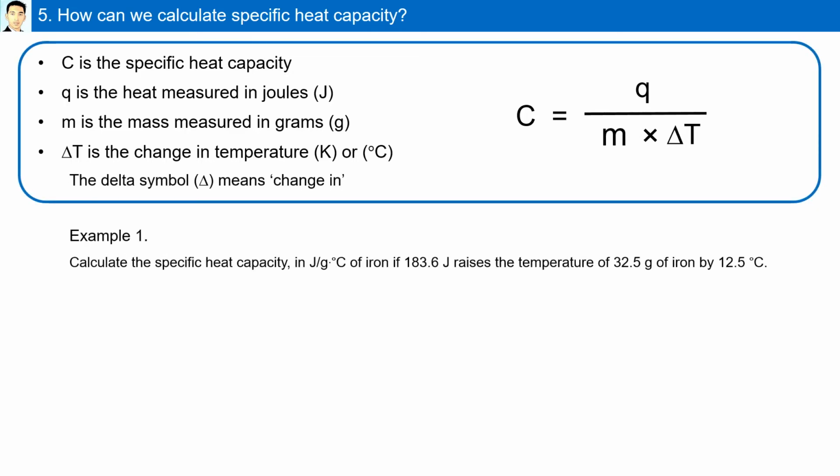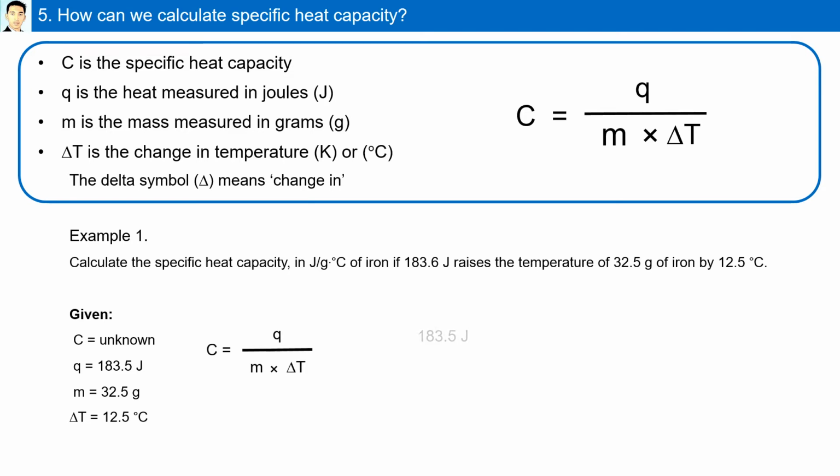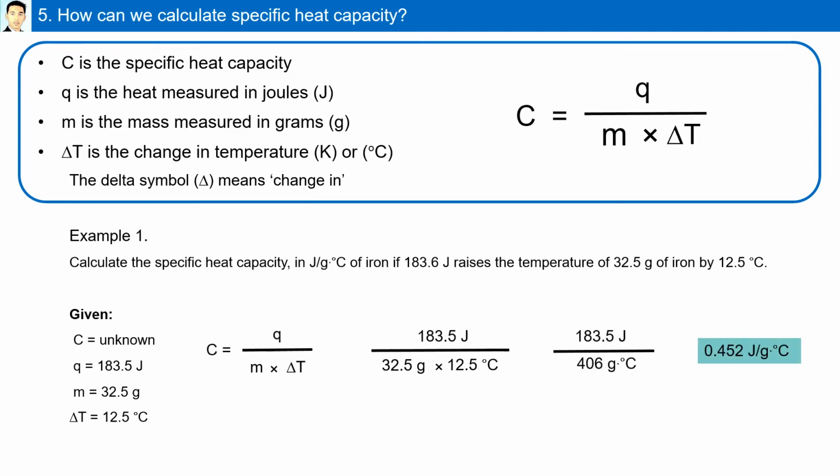For example, calculate the specific heat capacity in joules per gram degree Celsius of iron if 183.6 joules raises the temperature of 32.5 grams of iron by 12.5 degrees Celsius. First step is to identify our givens. C is unknown, the specific heat capacity. Q, the heat, is 183.5 joules. M, the mass, is 32.5 grams. Delta T, the change in temperature, is 12.5 degrees Celsius. Substituting into our formula, we have the specific heat capacity as 0.452 joules per gram degree Celsius.